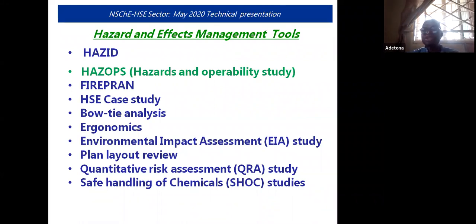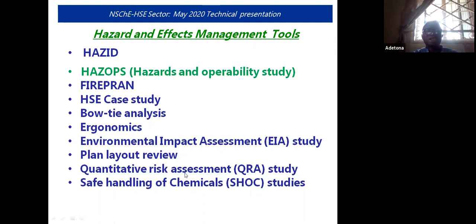QRA, quantitative risk assessment studies. Then safe handling of chemicals, which was handled by our senior colleagues last week. They have a host of tools, but today we just pick one of them, which is the Hazop, and we will see why we have picked Hazop. It's not because it's the most important. None is most important and none is least. They are all an integrated set of tools which are necessary for us to enhance and be sure that our plant is designed to as low as reasonably possible.